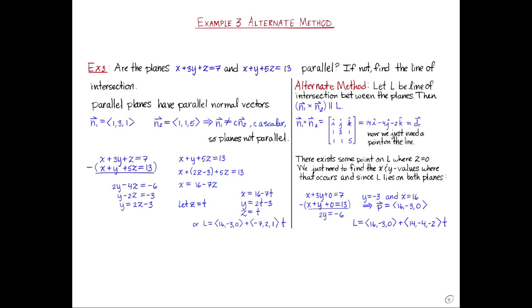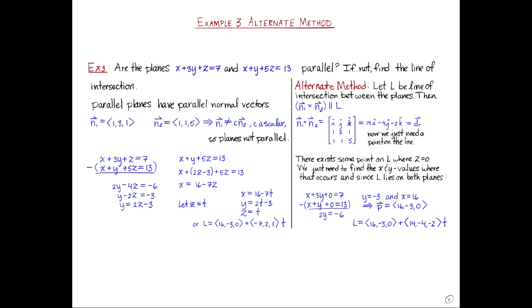Then the cross product of the normal vectors of the 2 planes has to be parallel to L. To find the equation of L, we need 2 things. We need a direction vector and we need a point on the line. The cross product between the 2 normal vectors gives us the direction vector. Since this line extends infinitely, then there has to be some point on L where z is equal to 0. We just need to find the x and y values where that occurs.